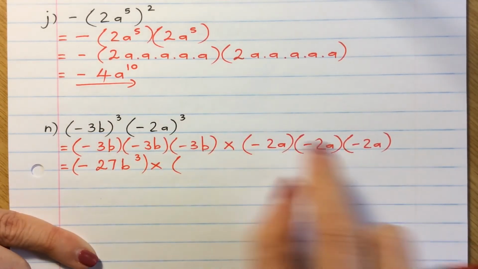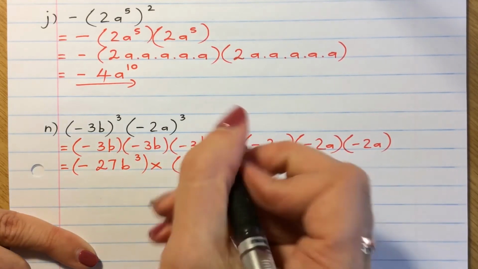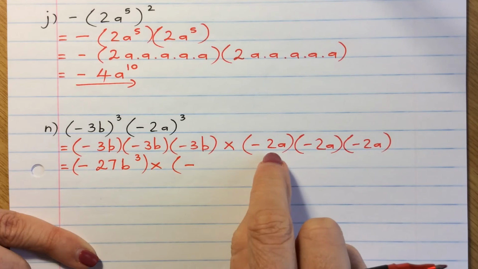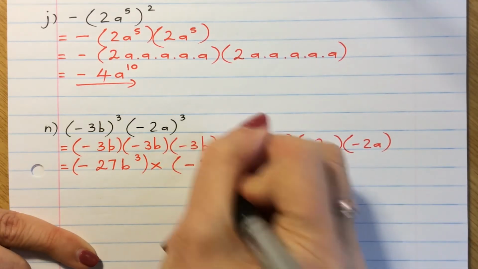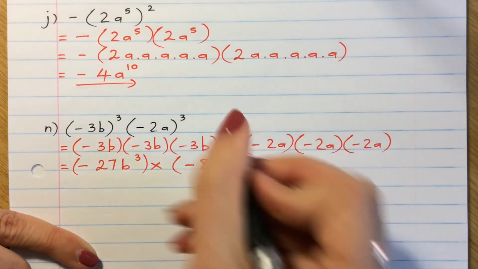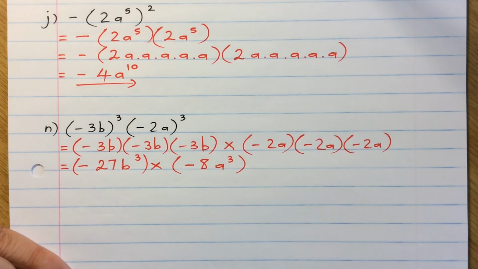Okay, and again, we've got the 3 negatives. Negative times a negative is a positive. Positive times a negative is a negative. And then 2 times 2 is 4. 4 times 2 is 8. And how many a's do I have altogether? A to the power of 3.